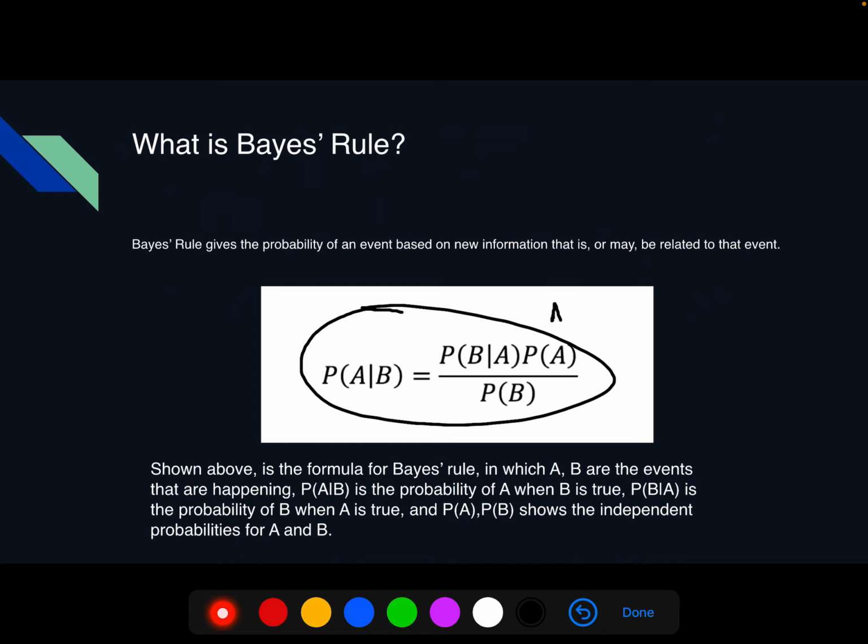we are given event A and B, which shows that the events are happening. P of A line B shows the probability of A when B is true. P of B line A shows the probability of B when A is true, and P of A and P of B show the independent probabilities for event A and B.